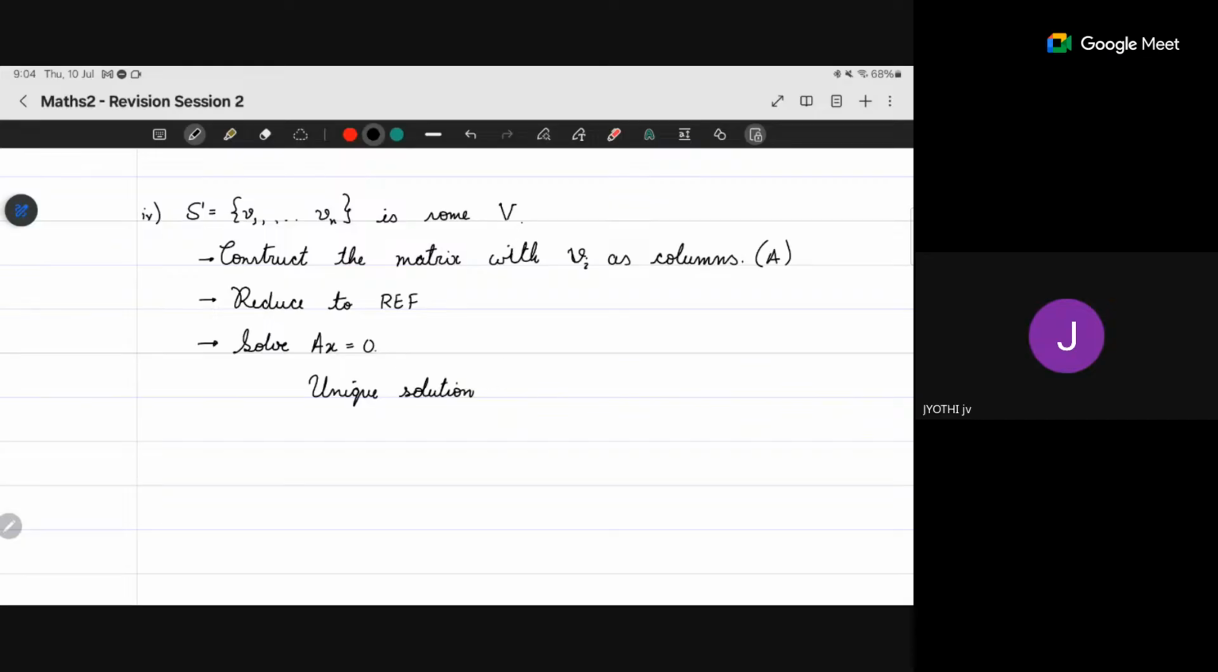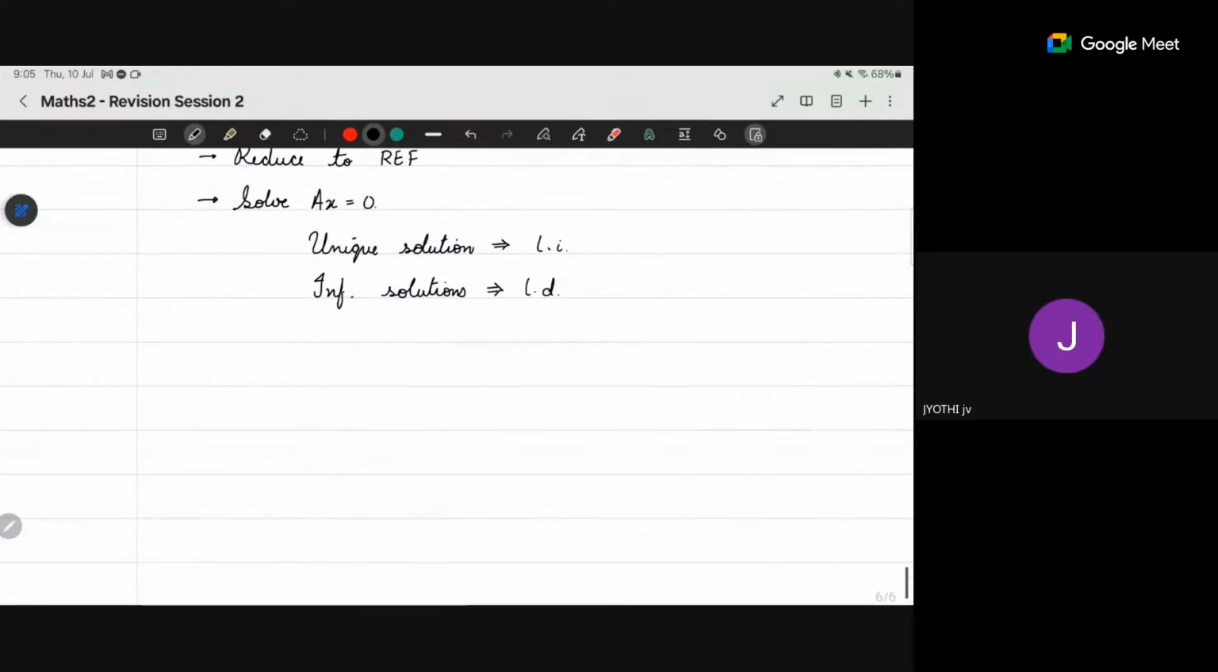Unique solution implies linearly independent, infinite solutions implies linearly dependent. For Ax equal to 0, remember there are only two cases, unique solution or infinite solution, and these correspond to independence and linear dependence. So let's take an example: 1, 1, 2, 3; 1, 3, 4, 5; and let me do something that I know is dependent: 1, 7, 8, 9.